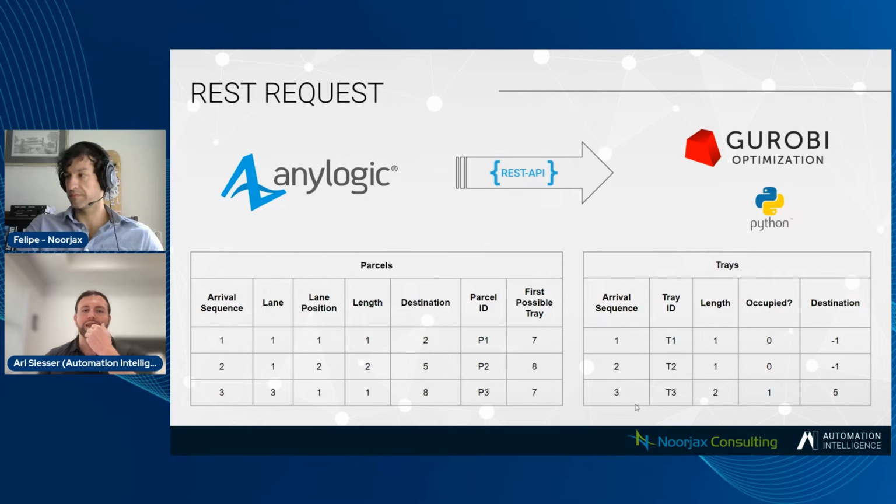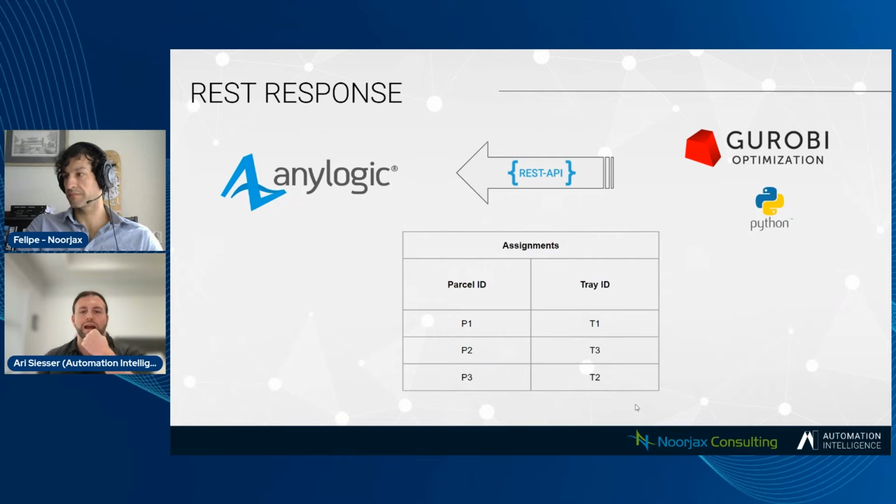So whether it's AnyLogic or whether it's a real TiltTray sorter that needs to know, hey, I've got these parcels in these trays, what should I do? Our solver is agnostic. It receives a REST API call, and on the next slide, you can see it returns the assignments of which parcels should go to which trays. So I'll turn it over to Felipe to talk about how we did the simulation.